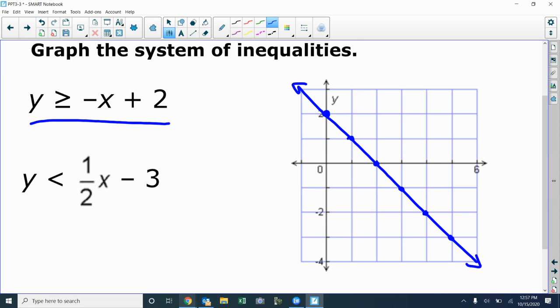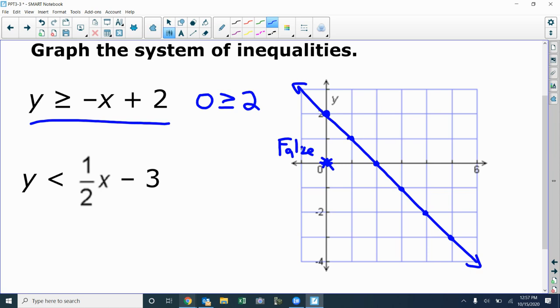Now we can plug in that test value at the origin, zero, zero. So my y will be 0. I still have greater than or equal to. That x will be 0, so it's going to be 0 is greater than or equal to 2. Now I'm testing this side. Is that side true or false? Yeah, that's a false side, so this is false.